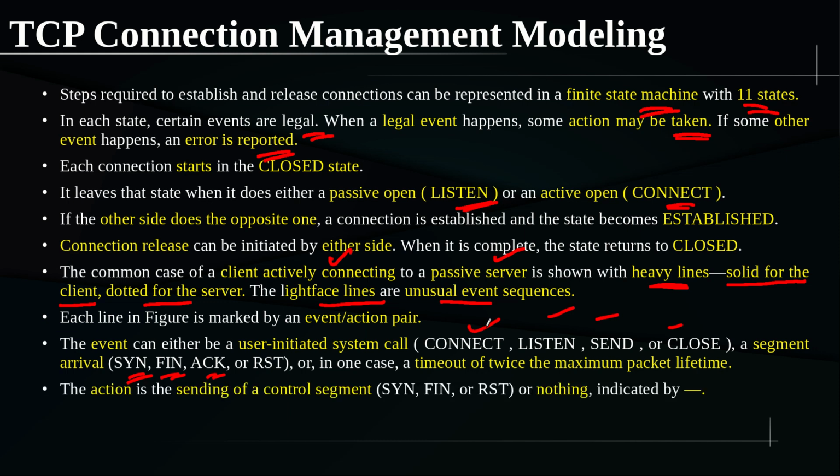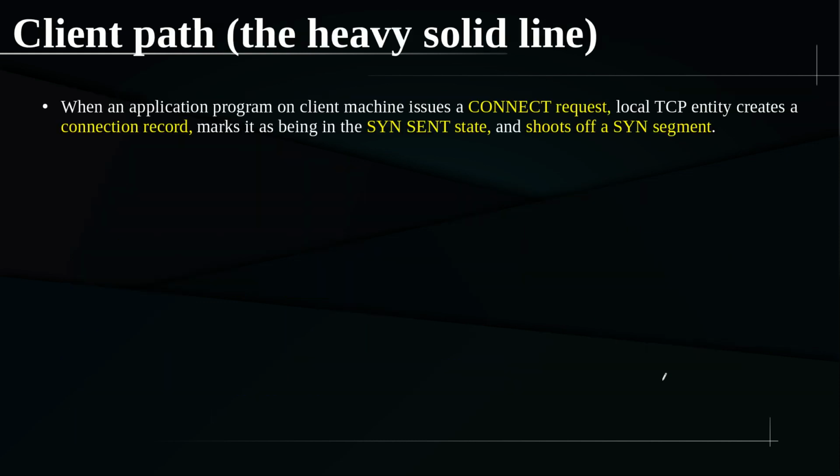The action is the sending of a control segment. Typically we saw SYN sent, FIN sent, like that, or simply no action, indicated by a dash. Comments are shown in parentheses. This typical procedure happens on the client path, so just trace the client side path. The dotted line is for the server, and the heavy solid line is for the client.